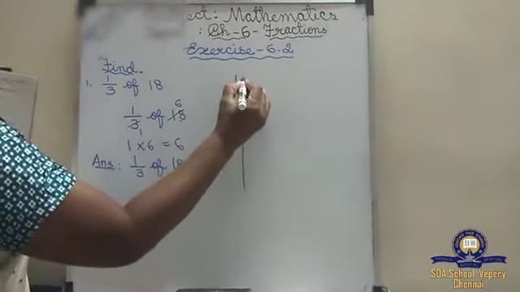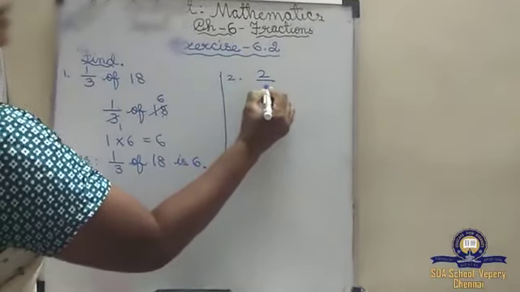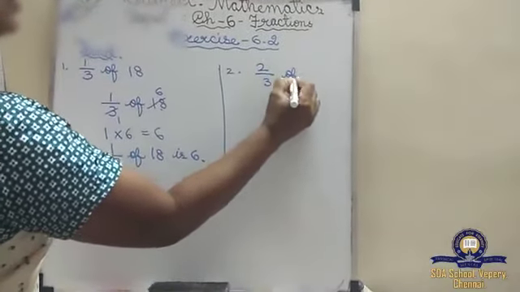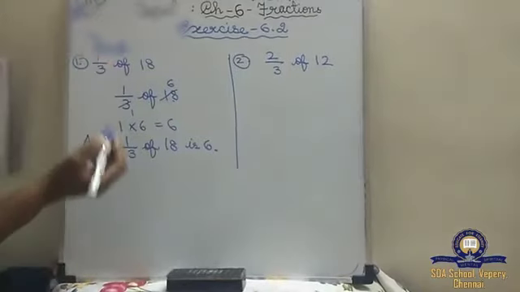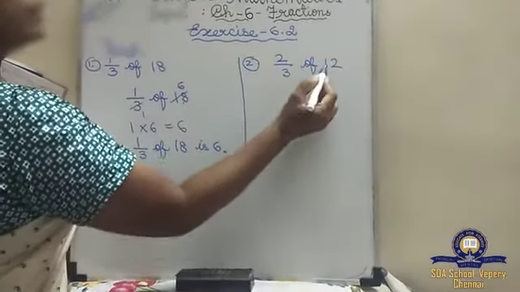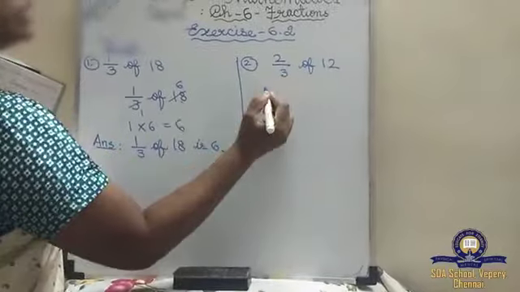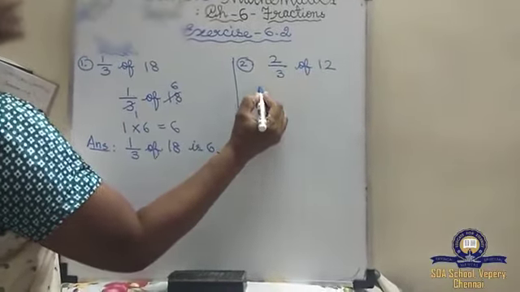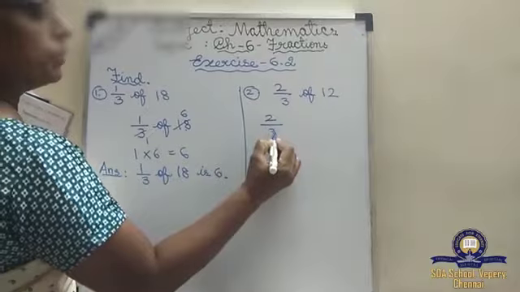See, I will teach you the second sum. 2 by 3 of 12. Okay, so what you have to do? You can multiply, you have to divide this one. Otherwise, you have to do like this, but it is a big process. So I am teaching you in the simple way.